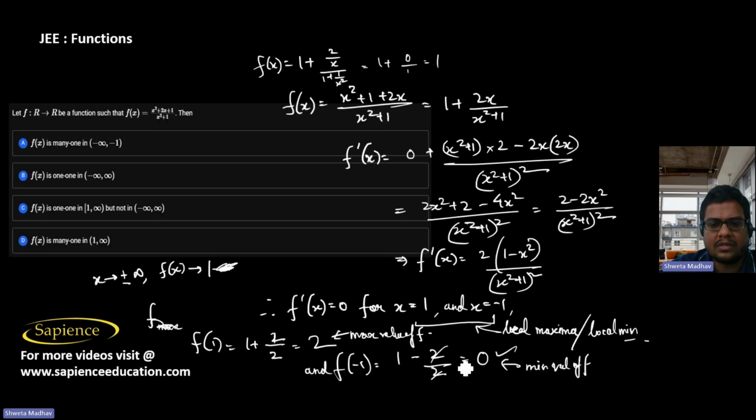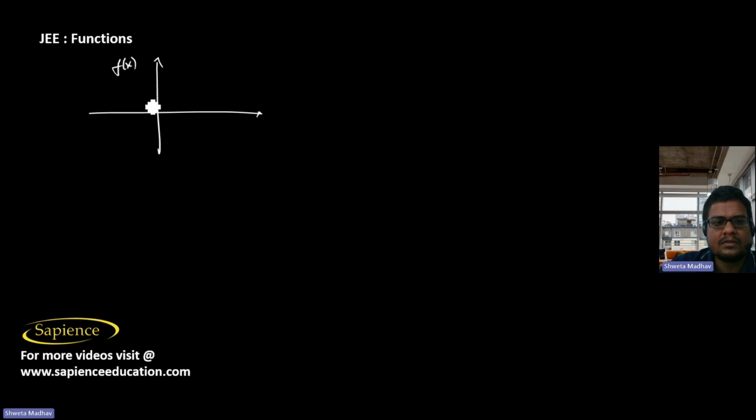So here actually what is happening, the graph if you draw for the function f of x, the graph will be somewhat like this. It will be 0 at minus 1 and 2 at 1. So this is x equal to 1, this is y equal to 1.